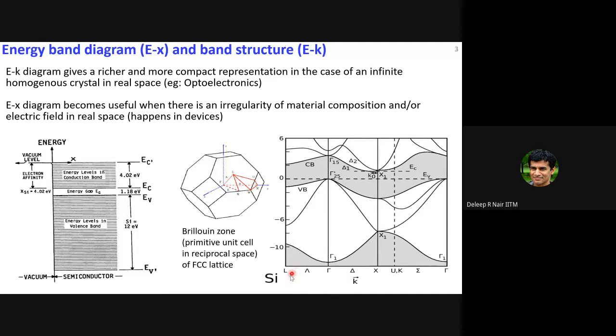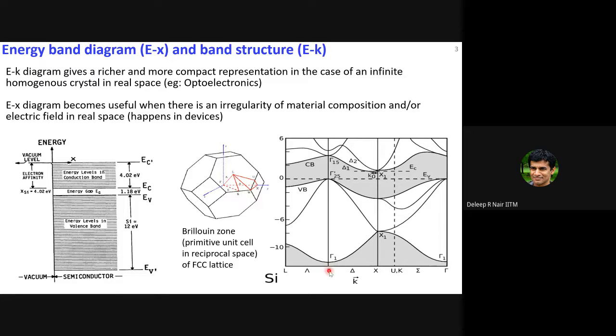It depends upon the direction you take in the reciprocal space. For example, these notations L, lambda, gamma, delta are standard notations. These are the positions inside a Brillouin zone. Just like earlier we saw the unit cell of silicon in the real space lattice, similarly the first Brillouin zone is the primitive unit cell in the reciprocal space. So if you replicate the first Brillouin zone, you can span the entire reciprocal space.